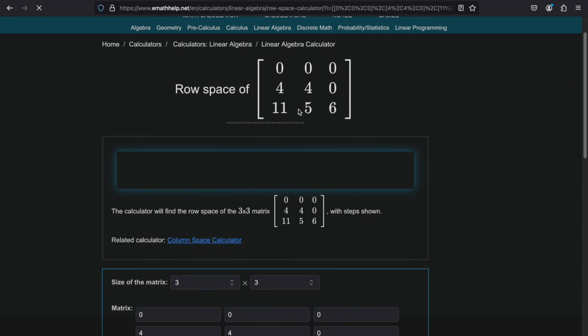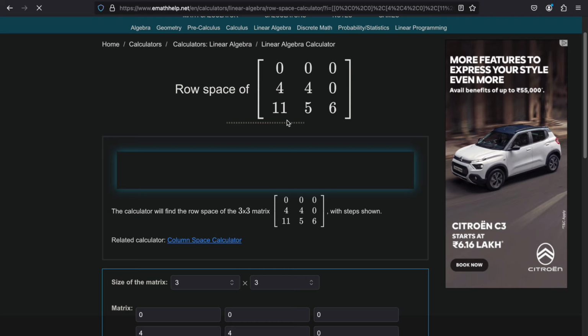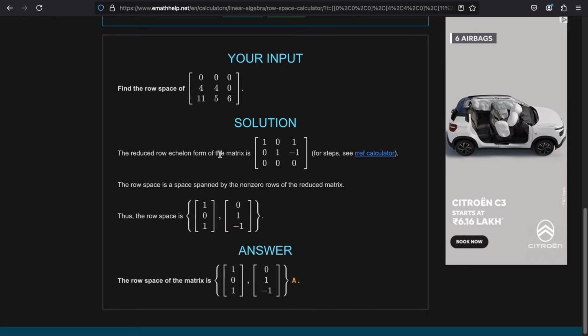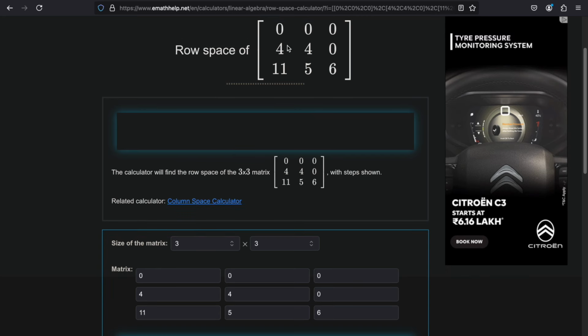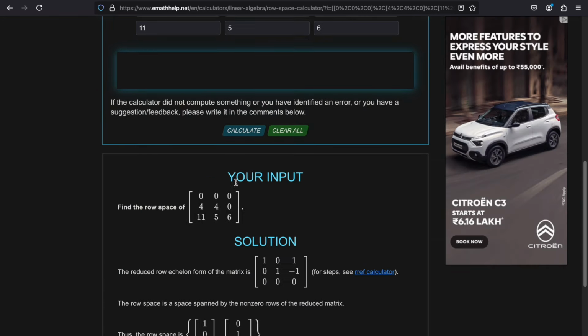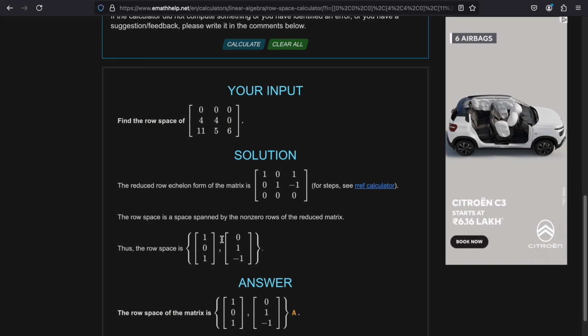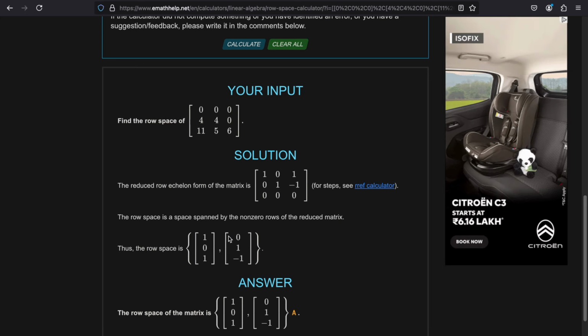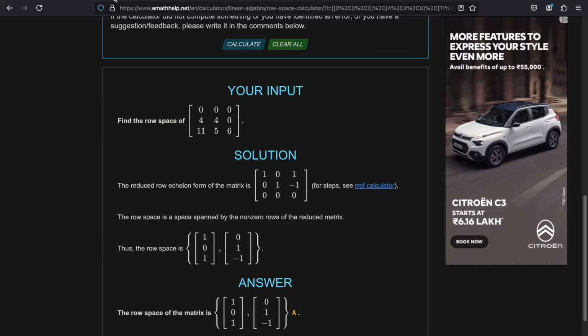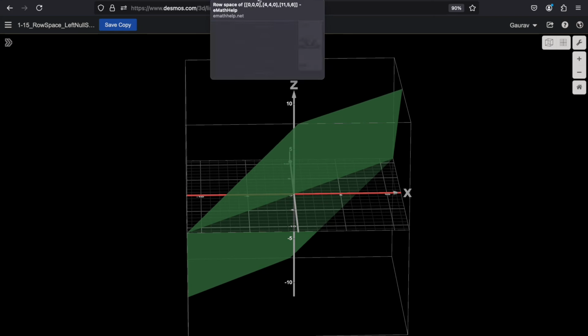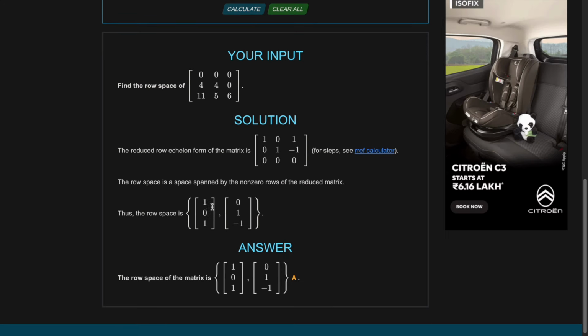So instead of transposing the matrix and then calculating the column space, this tool gives you direct calculation for the row space. I just entered the matrix values, and it gave me the row space. These two vectors belong to the row space, so they will span the entire row space. I will simply plot these two vectors. One more thing, these are the basis vectors.